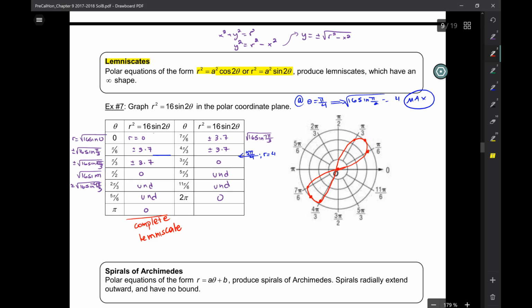And then, okay, so 2 pi over 3, undefined, 5 pi over 6, undefined. At pi, we're at 0. I drew that, you just didn't see me. I'm drawing it now, 0. Okay, 0. 7 pi over 6, all right, I get plus or minus 3.7. The same thing's back. 5 pi over 4, I get plus or minus 4, and then plus or minus 3.7, and then 0 again. And then it's here, undefined, undefined, back to 0. So just repeat. Just repeat.